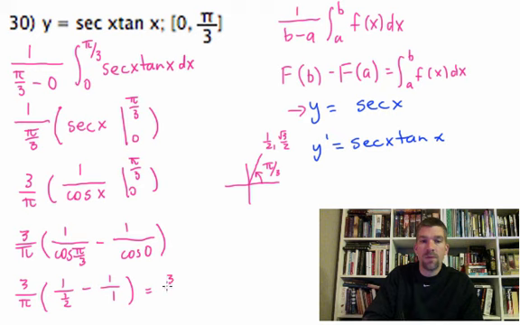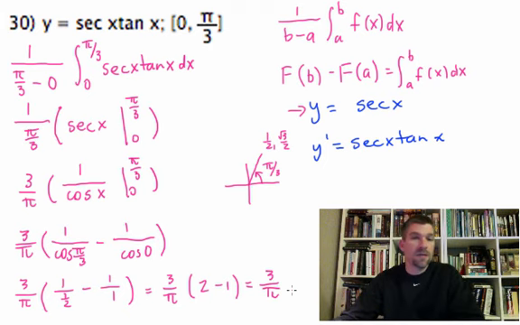So this is going to be 3 over pi. Now remember that whole multiply by the reciprocal thing. So that's going to be 1 times 2. And so this whole guy just reduces down to 3 over pi. Okay? And that's how you find the mean value of a problem using the antiderivative.